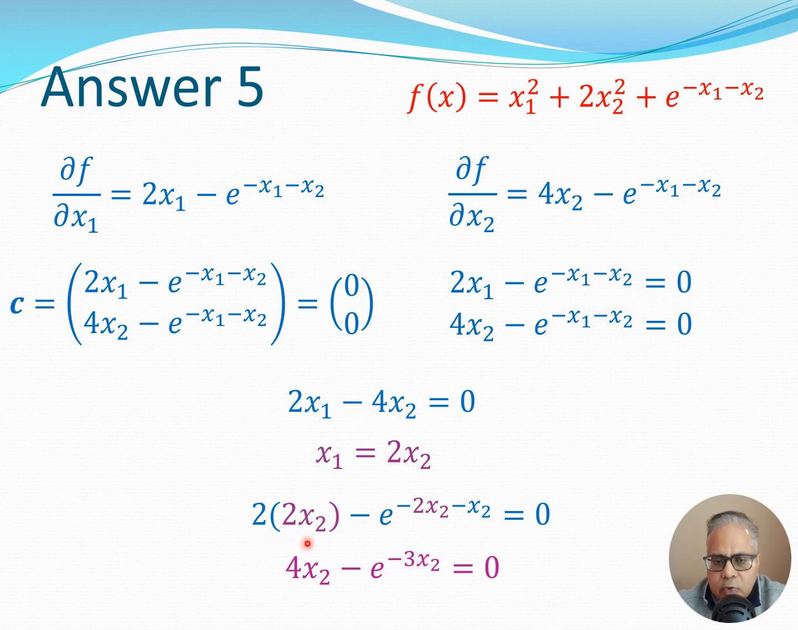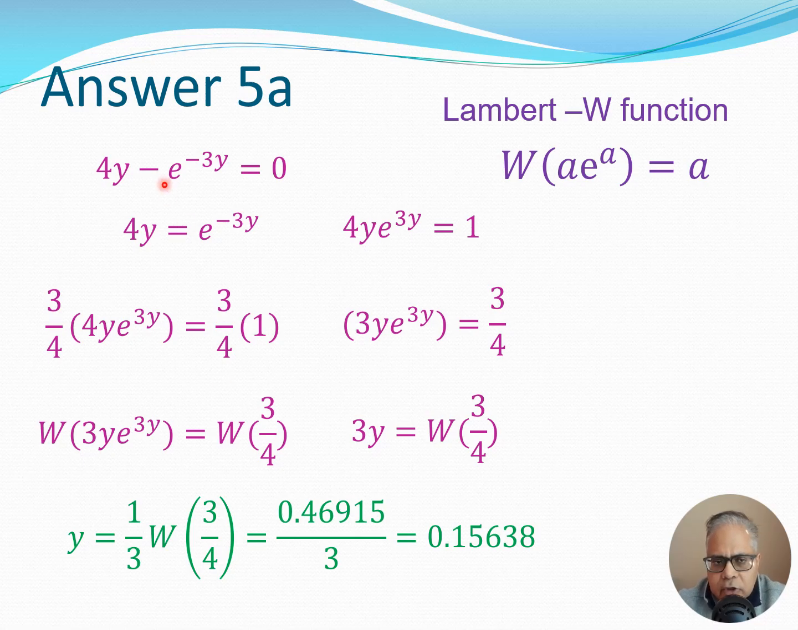So I get 2 into 2x2 minus e to the power minus 2x2 minus x2 equal to 0. So now with this equation I can simplify it further. I can get 4x2 minus e to the power minus 3x2 equal to 0. Now this is a very nice looking nonlinear equation, and one could probably solve it using any numerical technique like the Newton-Raphson method and so on, and that's what I have done in my book. But today I'm going to solve it using a different method which is going to give me a closed form solution. So to do that, I'm going to use the Lambert W function.